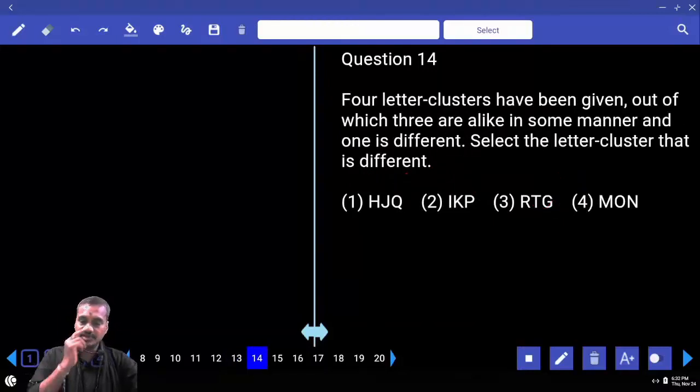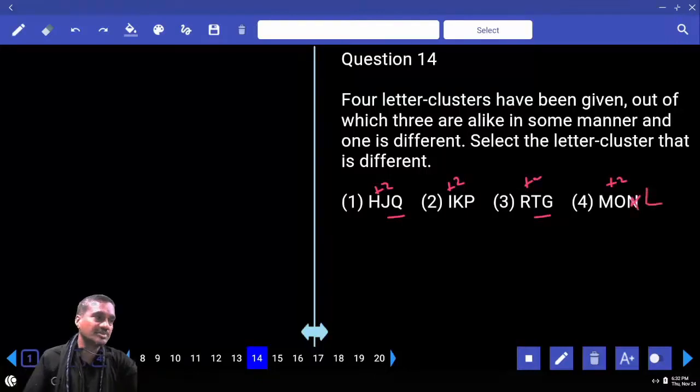Then 14th one, odd one out. H and J, plus 2, opposite. I and J, I and K plus 2, K and P opposite. R plus 2, T and G opposite. M plus 2, O. And O opposite, M vastundi cheppandi? O opposite, L should be the element, isn't it? Hence, what is your answer? Choice for question number 14.